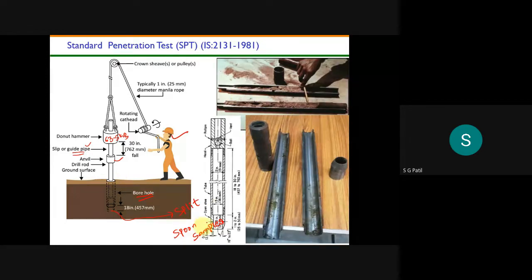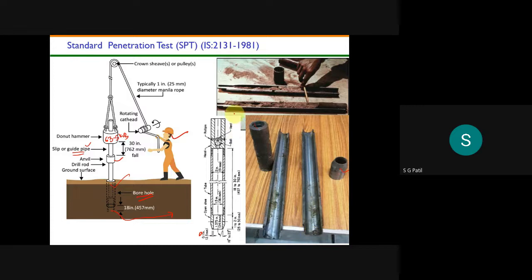This is the split spoon sampler I am talking about now. This is the drill rod, and to this drill rod we will attach this split spoon sampler. This is the driving shoe, this is the split spoon sampler, and this is the coupler. This coupler we will attach to the drilling rod, and once we attach the drilling rod, this cutting shoe will be attached at the bottom.